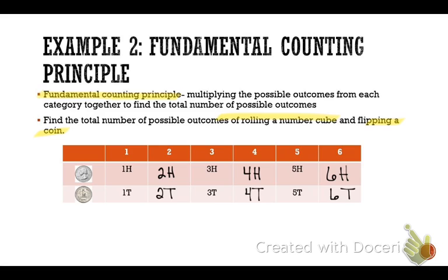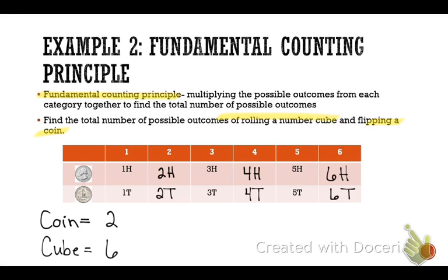How many outcomes are possible when you flip a coin? You have heads and tails, right? So for the coin, there are 2 possible outcomes. And for the number cube, how many possible outcomes are there according to this chart? There are 6. I can roll a 1 through a 6, so there are 6 possible outcomes.